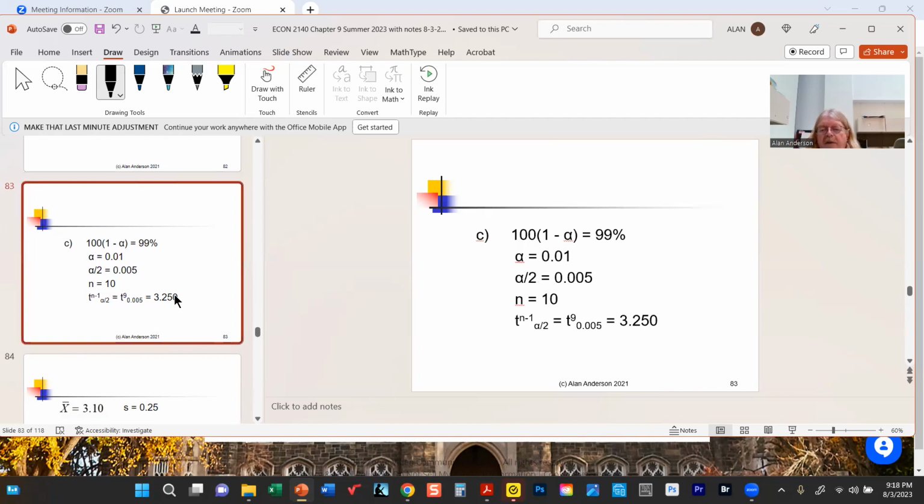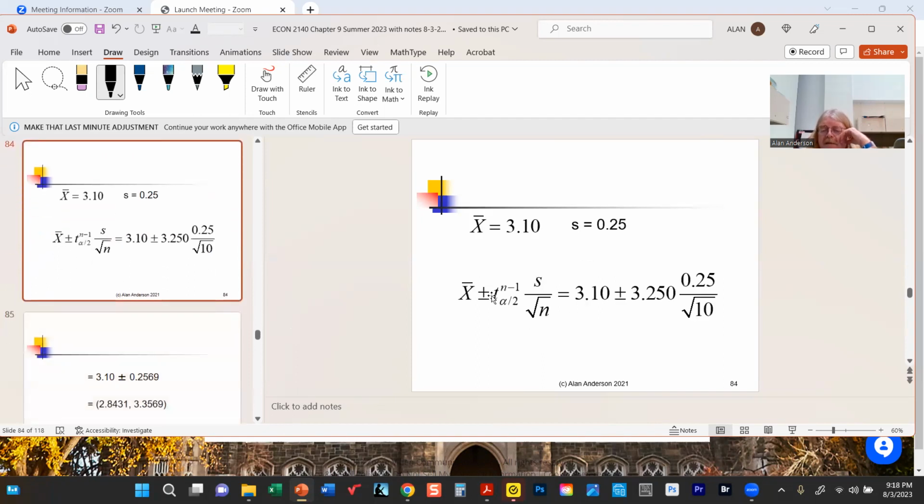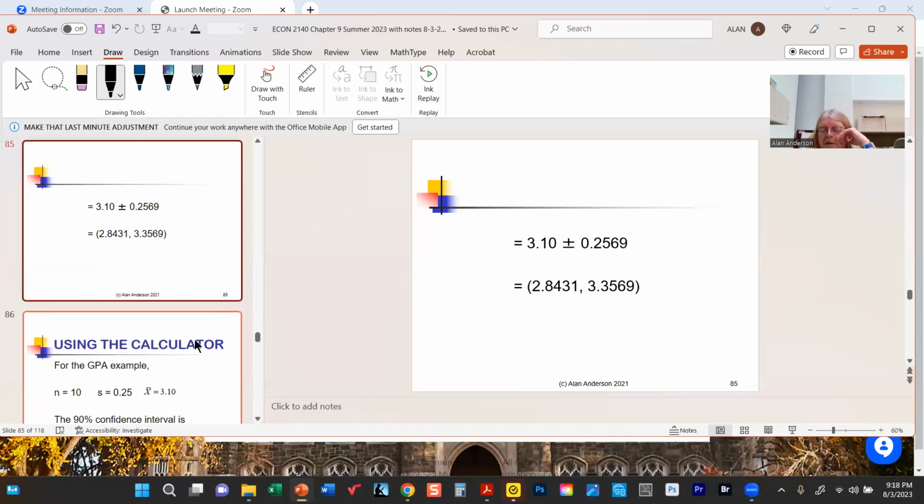And then finally, for the 99% case, the t-score goes up to 3.25. Okay, which again, you look it up with the INVT function. Plug it in. And once again, the interval gets even wider because we want to be more confident, we have to include more values. This is the final result.